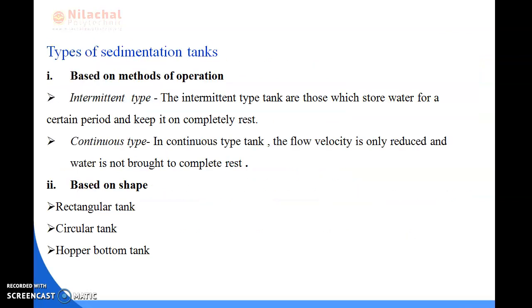We have already discussed that in the types of sedimentation tank there are two bases. First is based on the method of operation, and second is based on the shape. Based on the method of operation, how the sedimentation tank operates, there are two types: first is intermittent type, second one is continuous type. Next, based on the shape, there are three types of sedimentation tank: a rectangular tank, circular tank and hopper bottom tank.